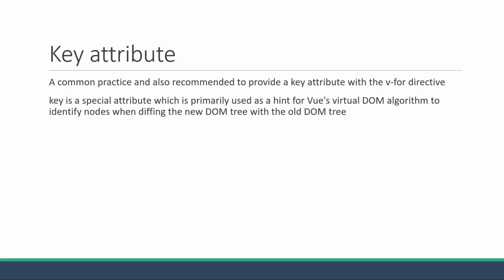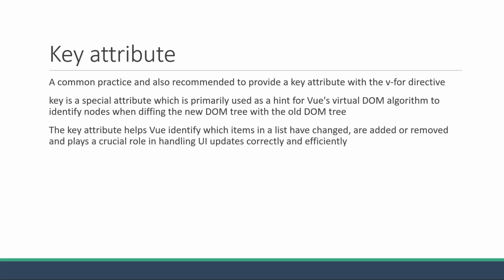Or in simple words, the key attribute helps Vue identify which items in a list have changed, are added, or removed, and plays a crucial role in handling UI updates correctly and efficiently. What I want to do is show you an example where the absence of the key attribute can actually lead to bugs in the UI.